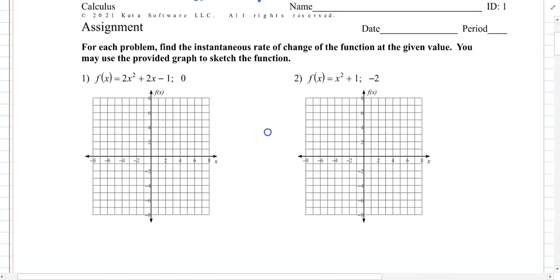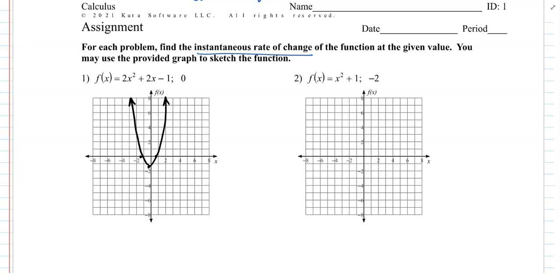Now at the beginning here, this particular question is asking us to find the instantaneous rate of change of a function at a given value. And it says that you may use the provided graph to sketch the function. That was a mistake that I made while building this worksheet. I meant to actually provide a picture of this graph so that you can look at it, but that's okay. This is a sketch of what the graph would look like.